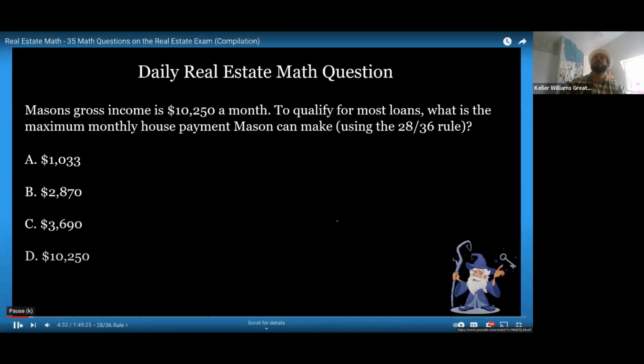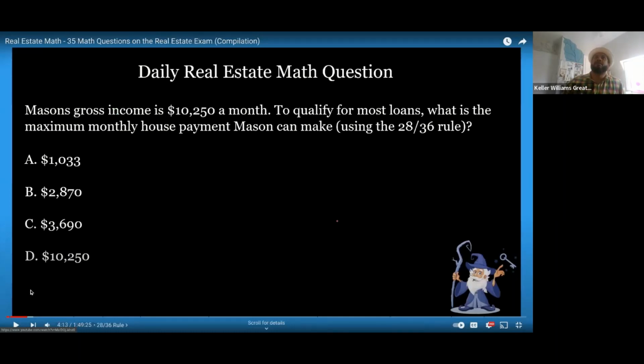Let's look at the second question. Gross income of $10,250 a month to qualify for most loans. What is the maximum monthly house payment Mason can make using 28/36? So everyone just saw how we did that last one. What's the calculation? How do you come up with the answer? The 10,250 times the 28%. Yep. So that gives you answer B, 2,870.